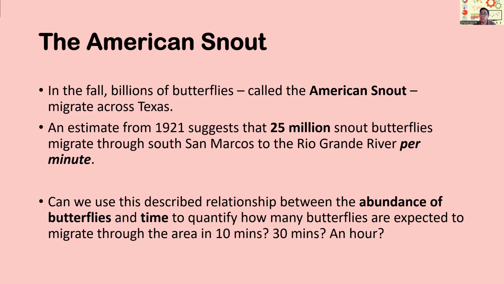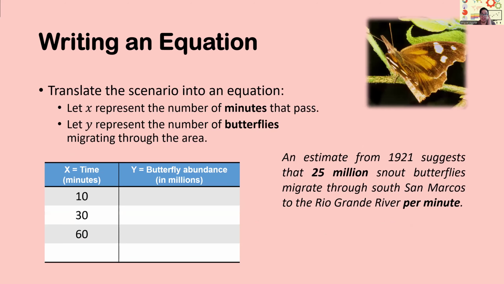Okay. So using that relationship, I want you to think about this. We know how many butterflies fly through the area in 1 minute. Can you guys tell me how many butterflies you expect to fly through that area in 10 minutes? Or how would you go about figuring that out? 25 million times 10. That's exactly right.